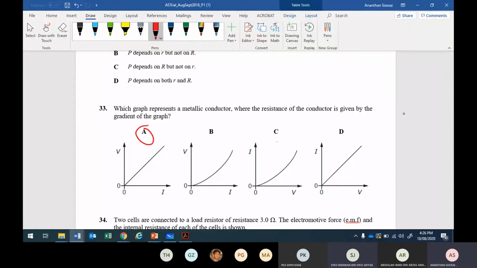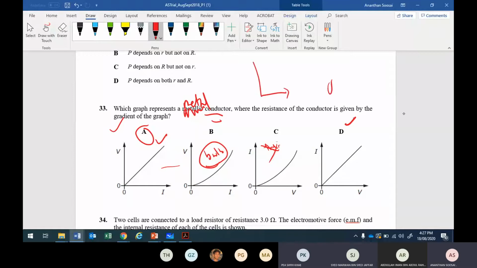So a metallic conductor is a metal conductor. Metal conductors obey Ohm's law. B is for the light bulb, and C is for the thermistor. Thermistor is not really a straight line. Teacher, if it's an ohmic conductor, then which one is the graph? Ohmic conductor means it obeys Ohm's law. So A and D are ohmic conductors. Oh, so it's the same as a metallic conductor.